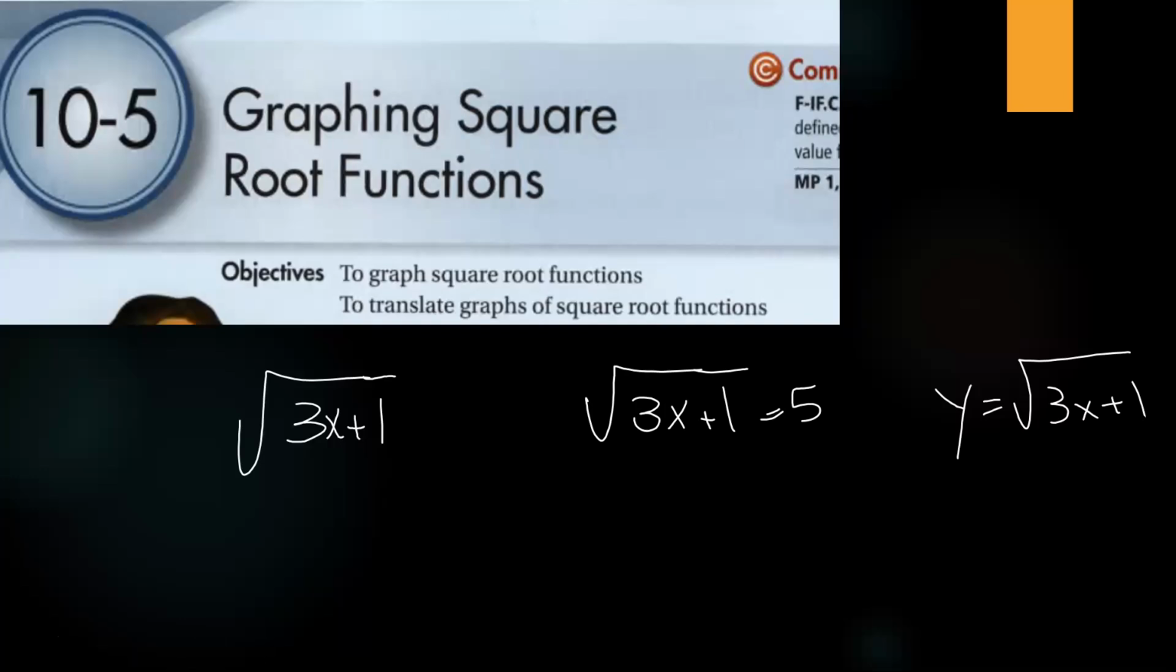So the square root of 3x plus 1, with the variable under the square root, is the radical expression. If we have the square root of 3x plus 1 equals 5, this is an equation. And if we have y equals the square root of 3x plus 1, we call this a square root function. In this lesson, we will learn how to graph the square root function, and how to translate it horizontally and vertically.